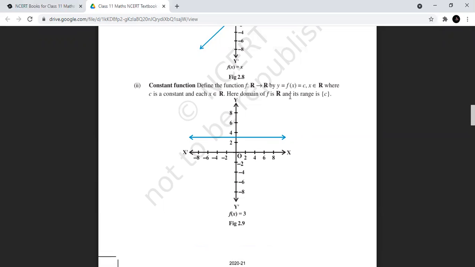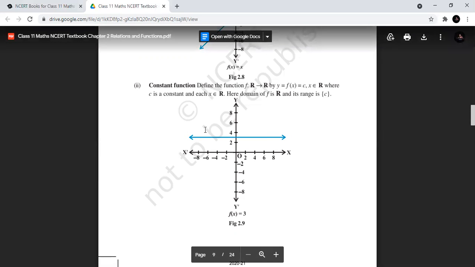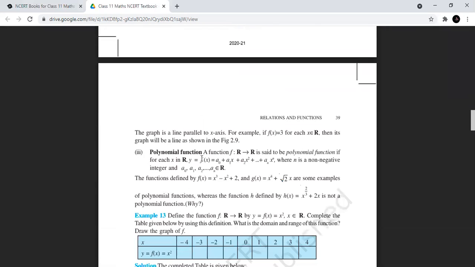Okay, so you know, आपने line पढ़ी है, तो y is equal to some constant. This gives you a line parallel to x-axis. Okay, so that's what is your constant function, and this is what the graph will come as.